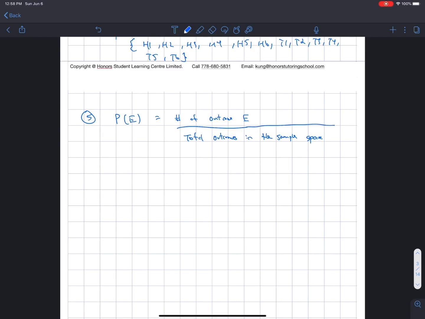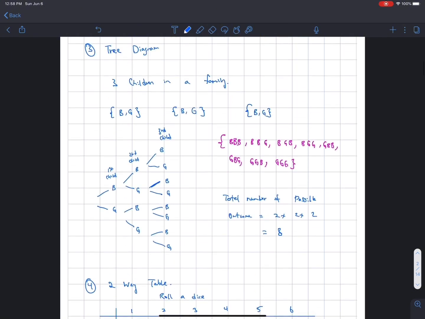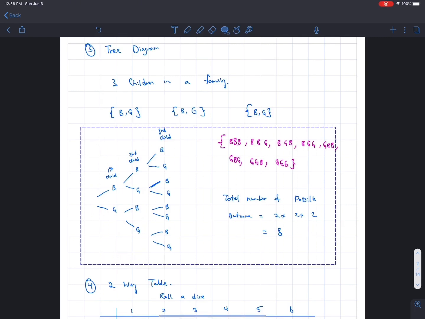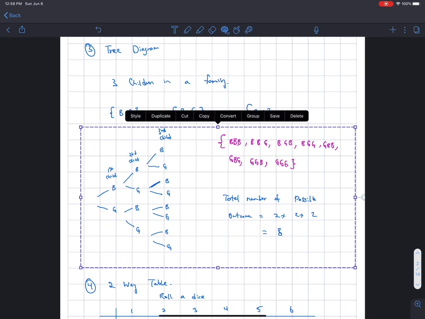So going back to our earlier example, I could ask what is the probability of having maybe at least 2 girls in a family with 3 children, right? Well, I can go back to my tree diagram and look at my sample space. This is my tree diagram and my sample space.